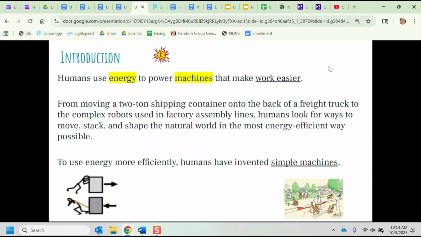Okay, so humans use energy to power machines, and those machines make work easier. From moving a 2-ton shipping container onto the back of a freight truck to using robots in factory assembly lines, humans look for ways to move or stack or shape the natural world in the most energy efficient way possible. To use energy more efficiently, humans do sometimes use simple machines.